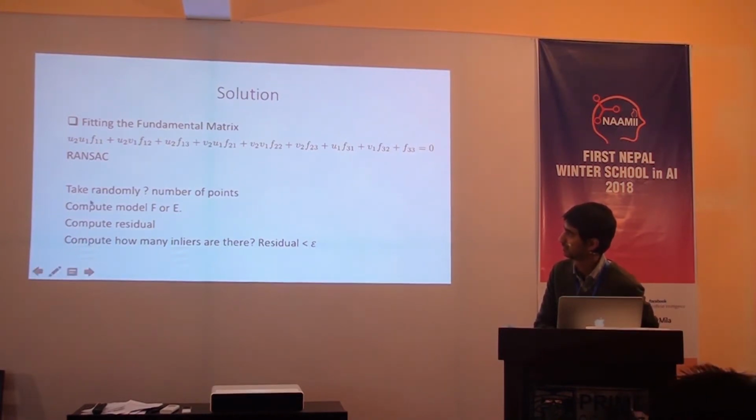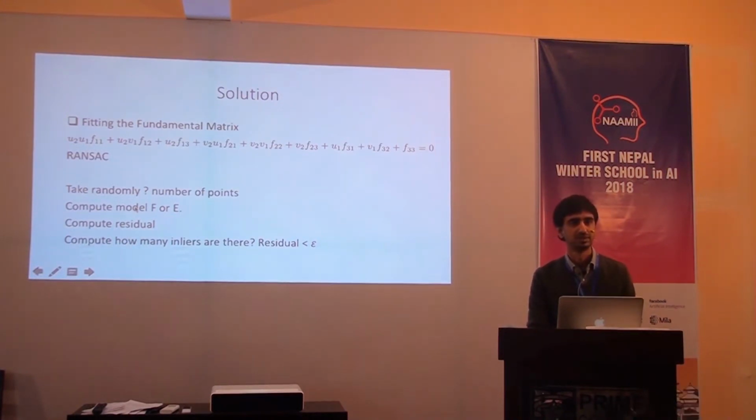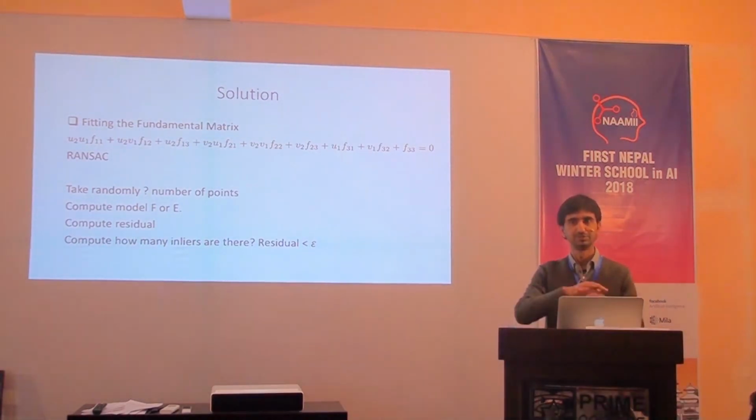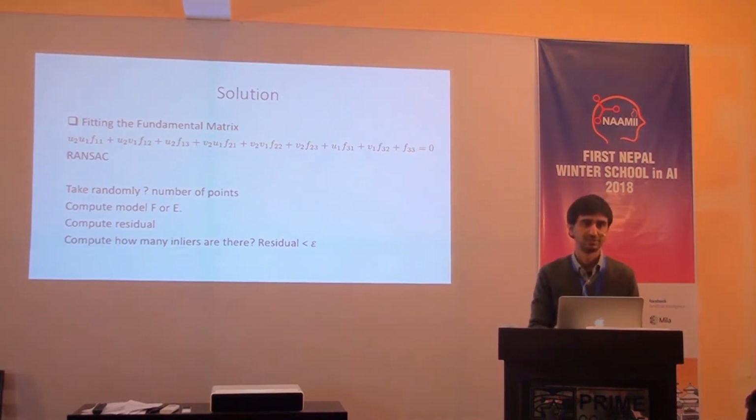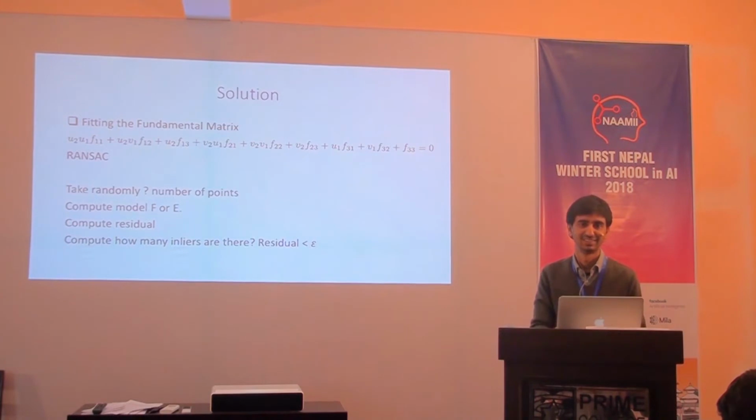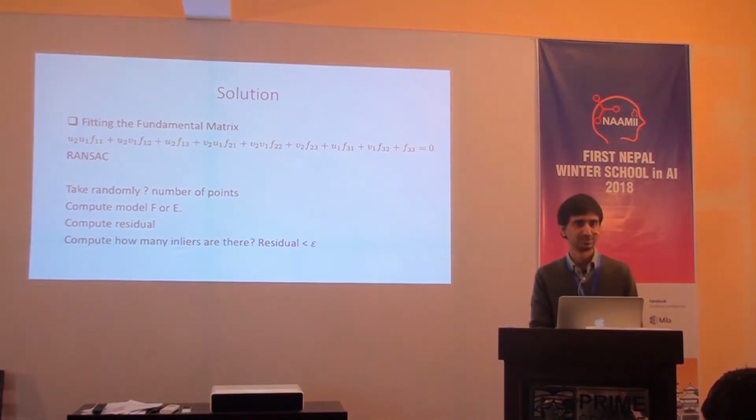So this is just a summary. So how many points do you take for a given problem? It depends on how many points you need to fit a model. For example, if you're fitting a plane, how many points do you need? 3 points, right? What about for the fundamental matrix? How many points do you need to fit a model? How many variables are there? 9. So you have 9 points. Sorry, 9 variables. So do you need 9 points?